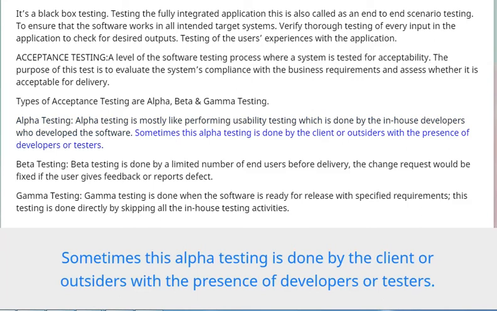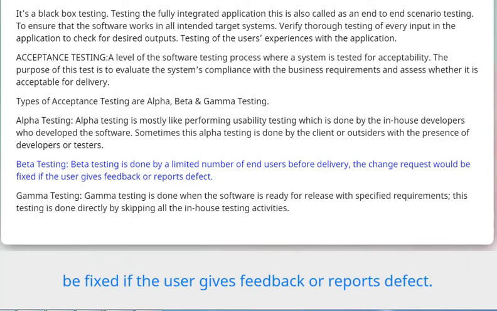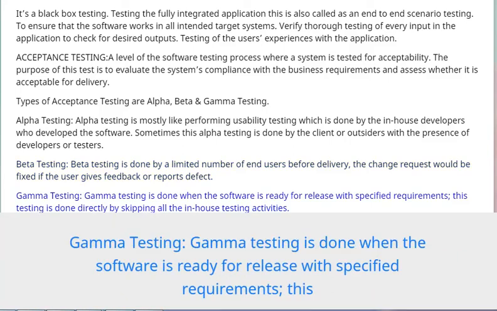Beta testing. Beta testing is done by a limited number of end users before delivery. The change request would be fixed if the user gives feedback or reports a defect. Gamma testing. Gamma testing is done when the software is ready for release with specified requirements. This testing is done directly by skipping all the in-house testing activities.